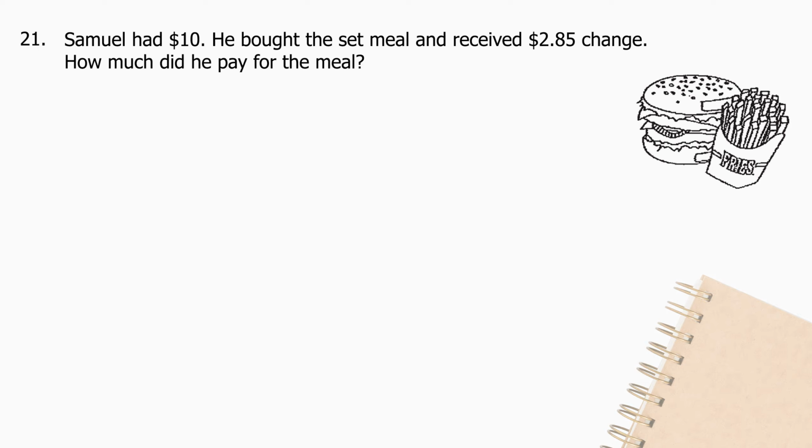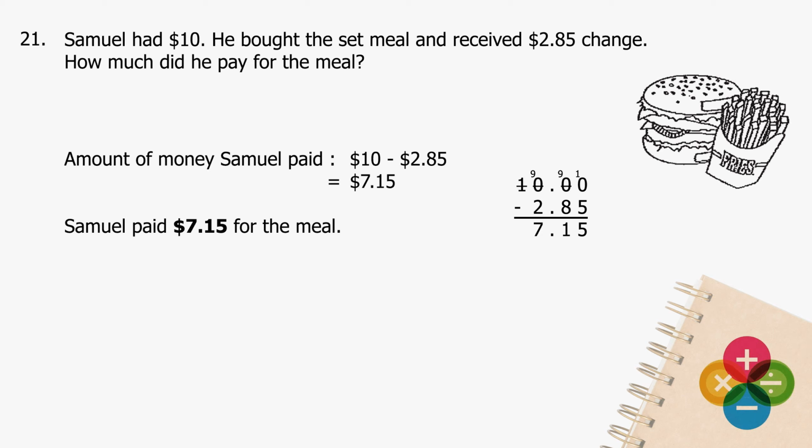Question 21. Samuel had $10. He bought the set meal, and received $2.85 change. How much did he pay for the meal? The amount of money Samuel paid will be, subtract $2.85 from $10, and the difference is $7.15. Samuel paid $7.15 for the meal.